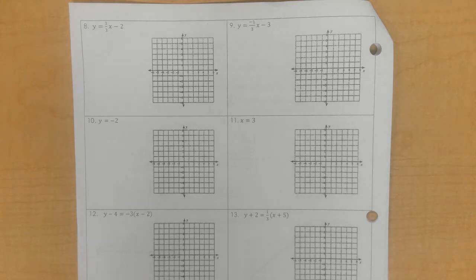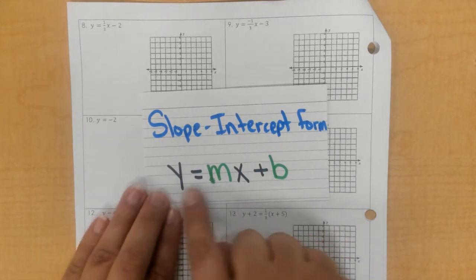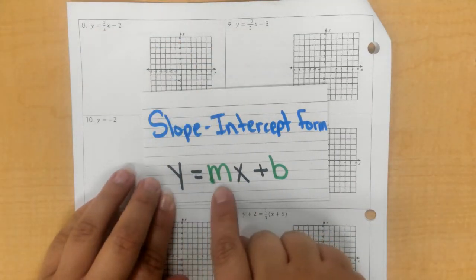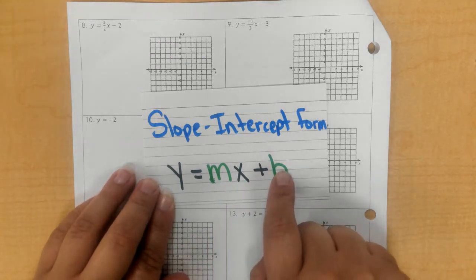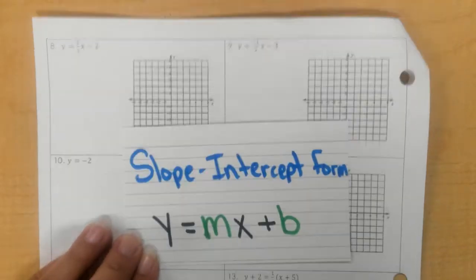For 8 and 9, this is also going to be slope-intercept form. We have the y by itself. Okay, we see that here. And then we have the form mx, m being a number, and then plus b, the last number being our b value. So I'm going to go ahead and do slope-intercept form for both of these problems.